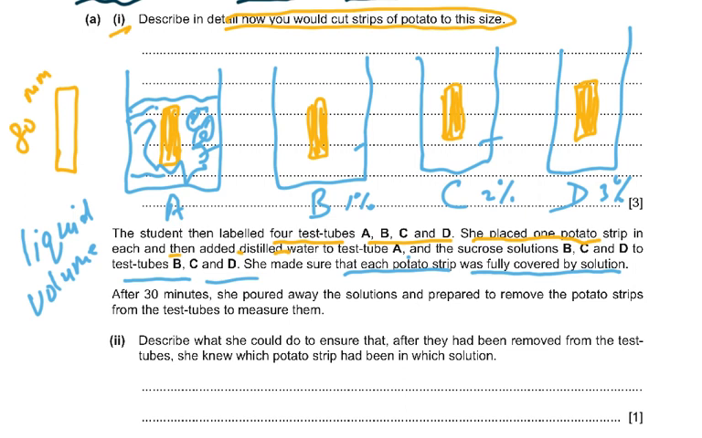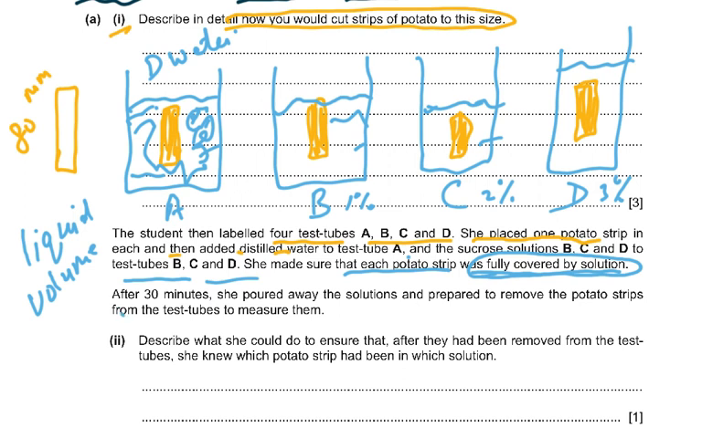They just said she placed 1 potato strip in each, then added distilled water to test tube A. So distilled water was added here to test tube A, and then the sucrose solutions B, C, and D to test tubes B, C, and D. She made sure that each potato strip was fully covered. Now, fully covered is not specifically a volume. Maybe this had less water, maybe this had even less water and it was immersed in it. So if I draw it a little differently, I can say, okay, this one was here. There was less water in this. Maybe this one had more water in it. So something like this. So keep on thinking.